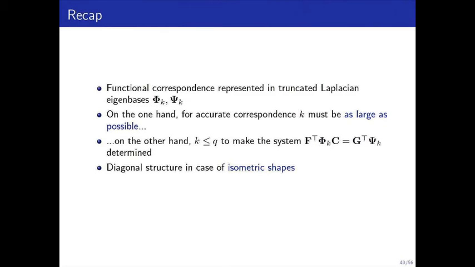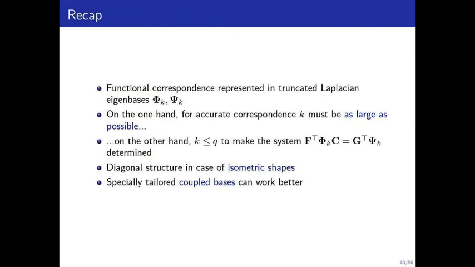We've seen also the diagonal structure can be taken advantage of in case of isometric shapes, right? So this was a prior that made the permuted sparse coding work well. And we've seen also that if we design a specially tailored coupled basis, then expressing the matrix C in these bases works better. So the question is actually, do we need the basis at all?